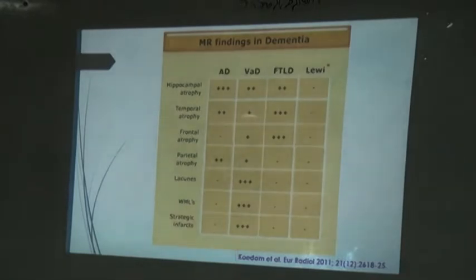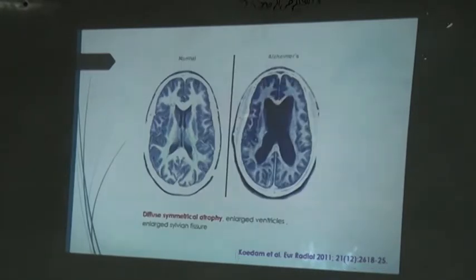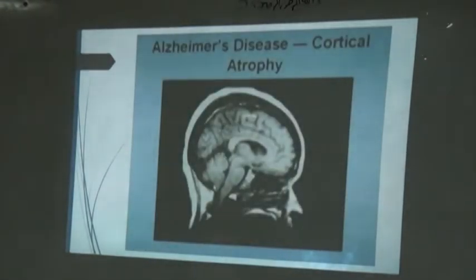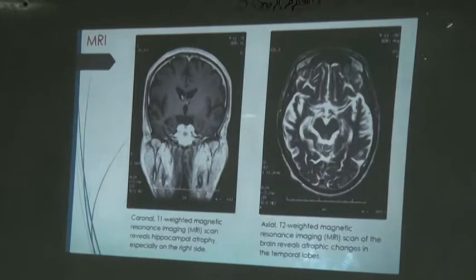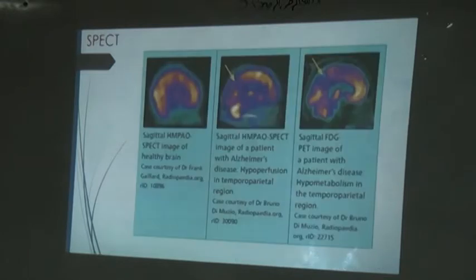So what are the MRI findings in dementia? Basically, it's medial temporal lobar atrophy, parietal atrophy, and mostly hippocampal atrophy. Here we can see medial temporal lobar atrophy over time, enlarged ventricle, diffuse cortical atrophy, enlarged Sylvian fissure. The image on the left shows atrophy of the hippocampus, more on the right side. The image on the right shows temporal lobar atrophy. These are the imaging modalities for Alzheimer's.